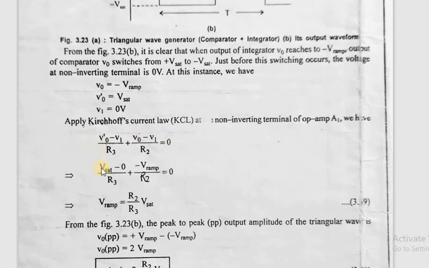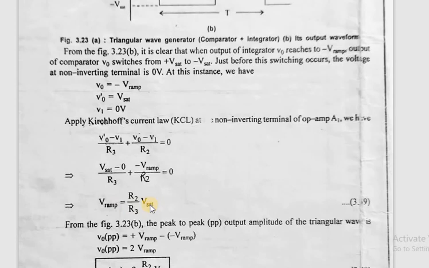Now V0 dash is Vsat. We already know all the values, so we'll put these values here. Minus V ramp upon R2 is equal to 0. And by solving it, we get V ramp equal to R2 upon R3 times Vsat.